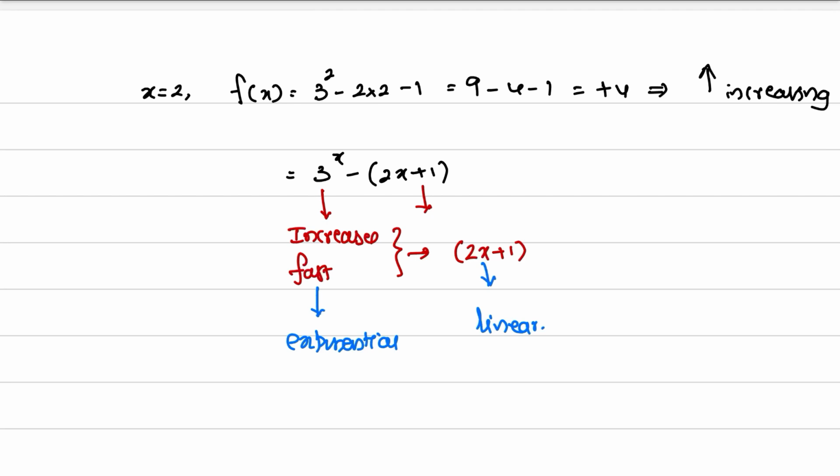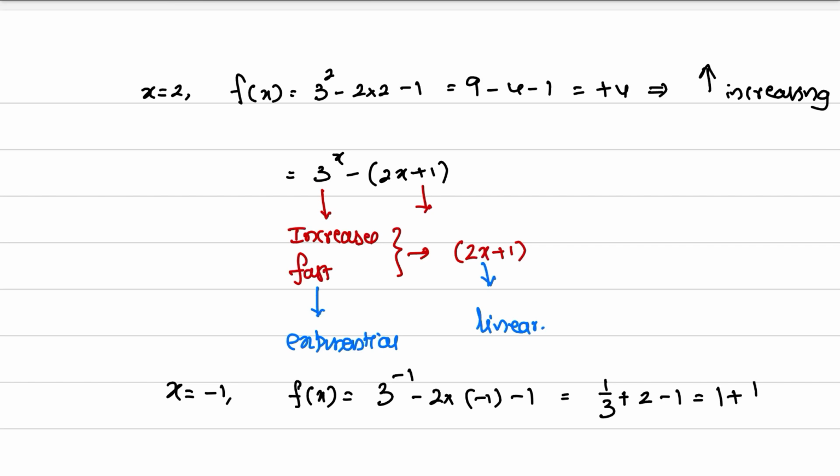For example, x is equal to minus 1. Function f(x) is equal to 3 to the power of minus 1 minus 2 into minus 1 minus 1. We have just substituted the value of x as minus 1. That is 1 by 3, minus into minus is plus 2, minus 1. That means 1 plus 1 by 3.